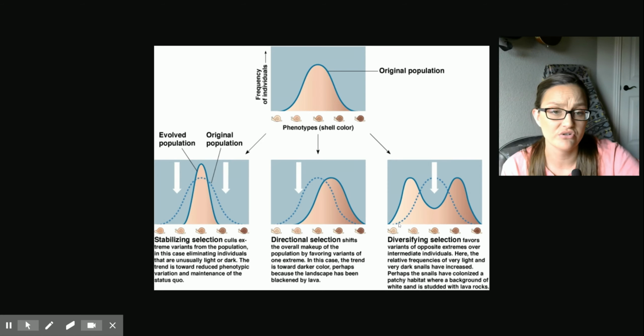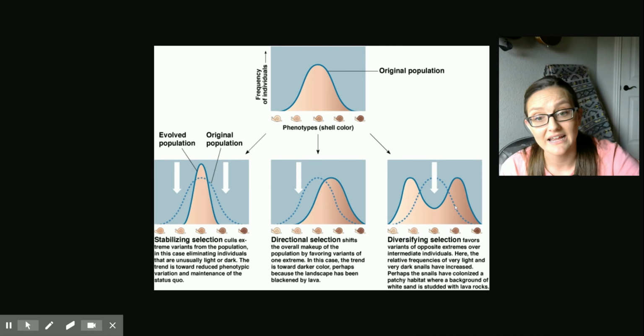Okay, so it shows you the original population here of the snails. And then something has occurred that favors the light and the dark, but not the middle. And this is a particular scenario because in normal scenarios, you can kind of favor one or the other. But in this case, it's the light and the dark.